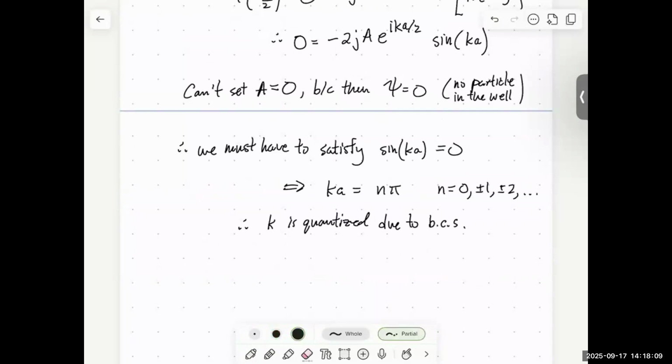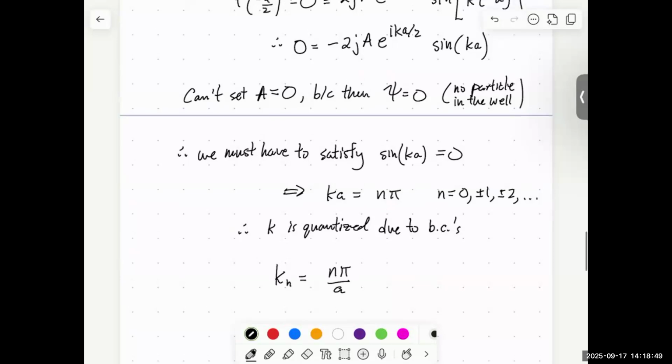But if you remember, K was defined in terms of the energy E. And so Kn is equal to n pi over a. I put a little subscript n just to remind us that this has many values. Remember, we said when we solve the time-independent Schrodinger equation, we're going to get a family of solutions. Well, here it is. We have an infinite number of solutions because we have an infinite number of values of n that we could enter.